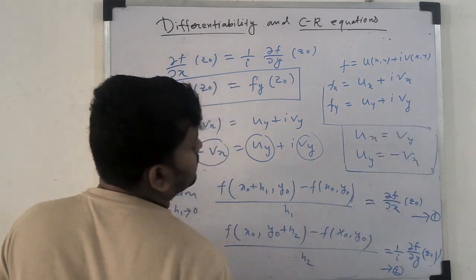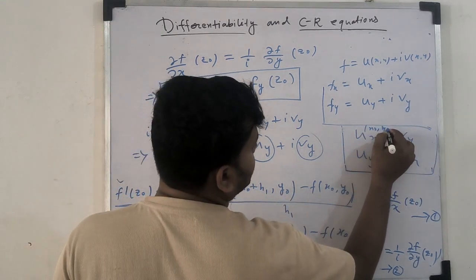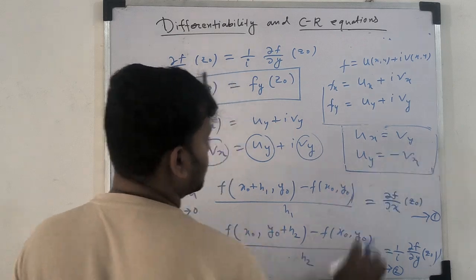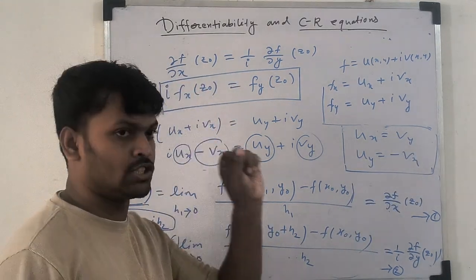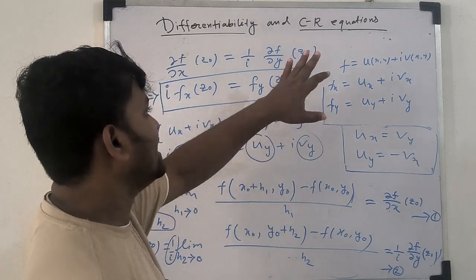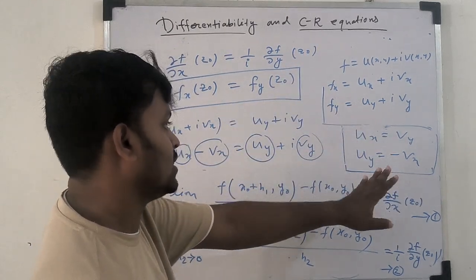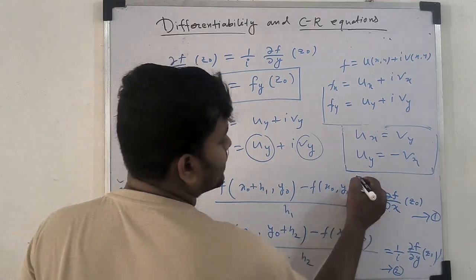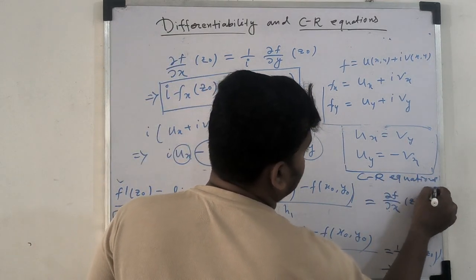This is also the CR equation. So obviously this will be at x0, y0. As f is differentiable at z0 equal to x0, y0, these two equations are satisfied at x0, y0, that is z0. So this is called the Cauchy-Riemann equations. So this is the proof.